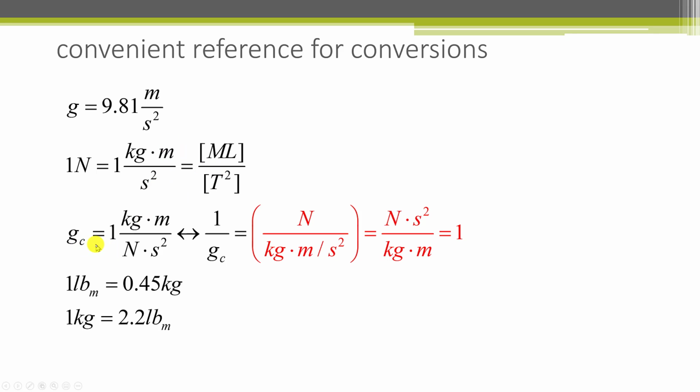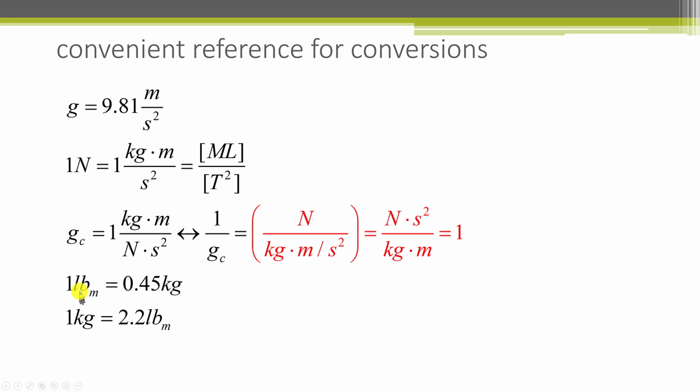g sub c is a ratio of 1, which gives you the conversion factor. So it's kilogram meters per newton second squared. 1 over g sub c would be the reciprocal of that, but you could write that as newtons per kilogram meter per second squared. So you can see that it's taking a newton, dividing it by exactly the same thing, which is a kilogram meter per second squared, so its value is 1. And it's used as a conversion factor. But again, it's hard to remember that. If you remember a newton is a kilogram meter per second squared, you're going to be just fine.